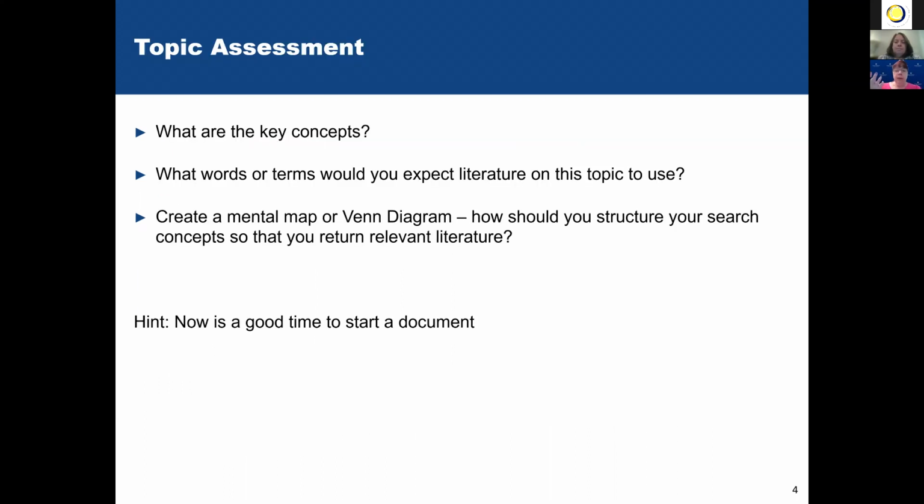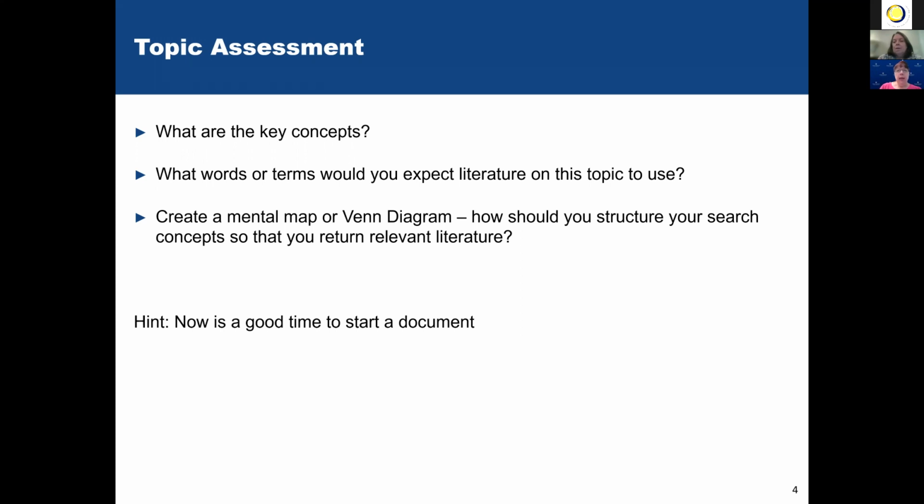Connected with the topic assessment, what are your key concepts? What terms or words would you expect the literature to use, or have you seen being used in the literature? This is a good time when you're working on a search to think about starting a Word document. Write out, what is your question? And then what are your topic areas? And what are some search concepts that are going to be relevant to this question?